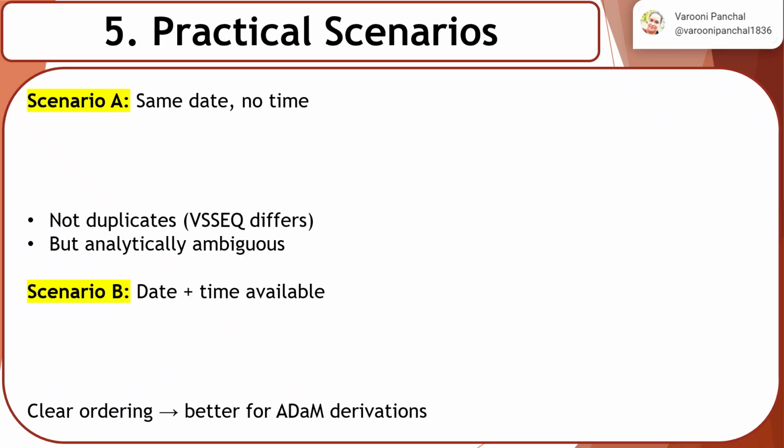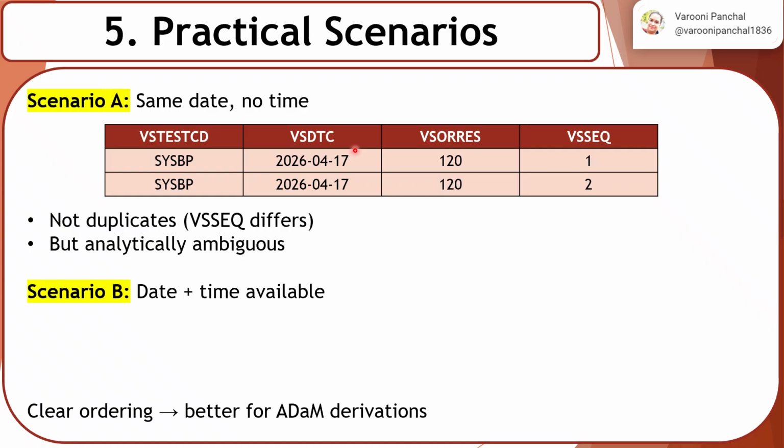Number 5, practical scenarios. Say for scenario A, we have the same date and no time. So I have a VS test code which is systolic BP. The date is the same here, right? The values are also the same, but the sequence is different. Hence, these are not duplicate records, but analytically ambiguous. That means when we do the analysis, it becomes an uncertainty, it becomes a question mark. So when somebody does the analysis, they feel that these are duplicates, but they are not duplicates.